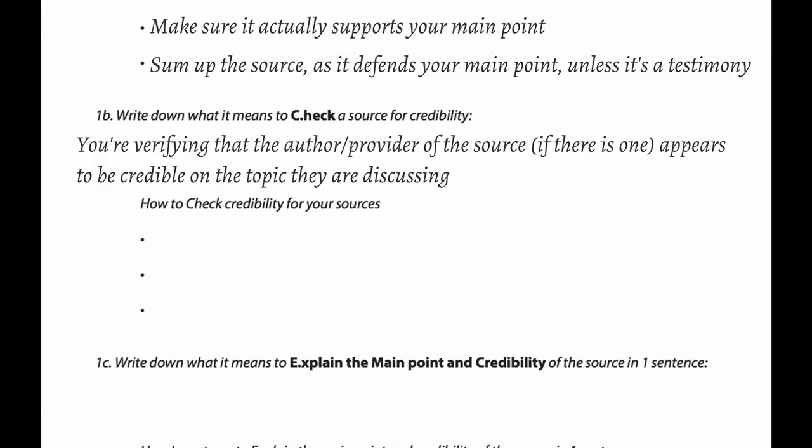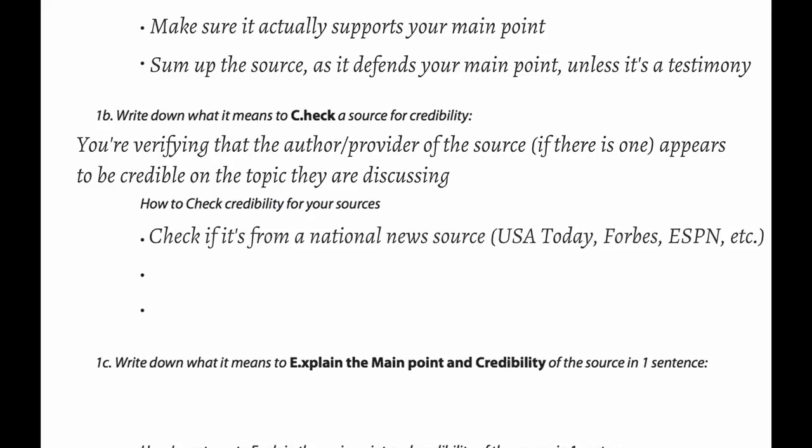checking the source for credibility. So now you want to verify that the author is in fact credible on the topic that they're discussing. Now, this is where it gets a little bit challenging. So there's three ways that you can check for credibility.